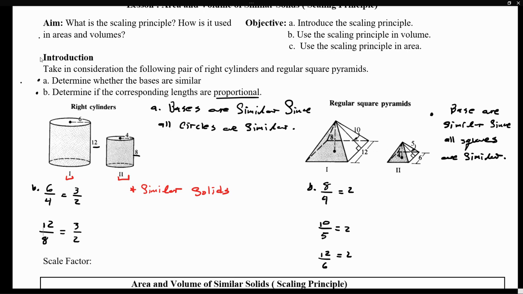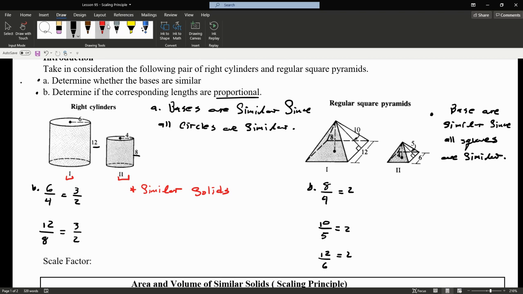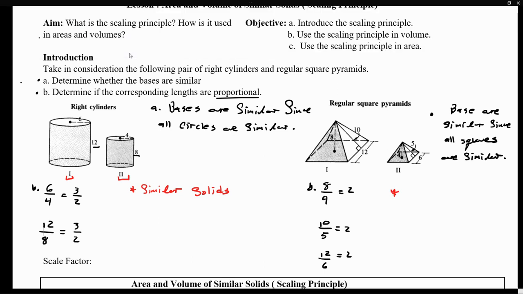Notice that the lengths of those two regular square pyramids are also proportional. There's a proportionality among the lengths that determine the regular square pyramid. Since they have similar bases and the sides are in proportion, then we can say that these two solids are similar solids.